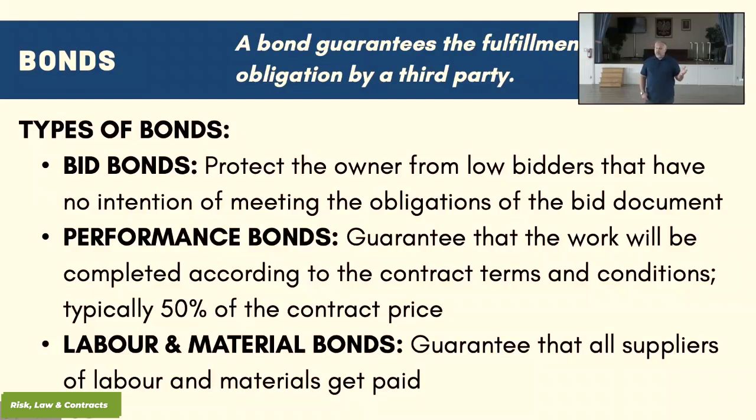Typically, you need to bond about 50% of the contract price. So if it's a $10 million job, they might be looking for $5 million of a bond. Again, you don't have to pay that $5 million, but you have to take the bond out for that $5 million. So if you default, the bond company pays that for you on your behalf. So that type of stuff.